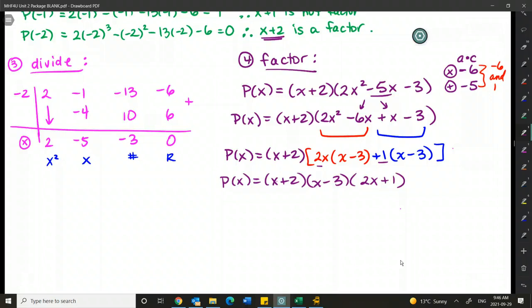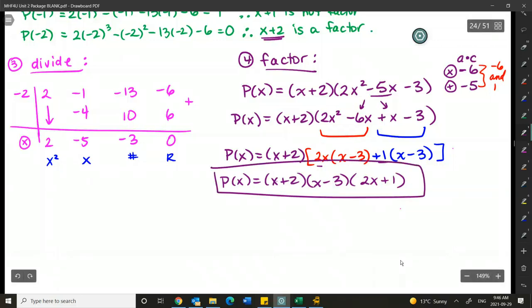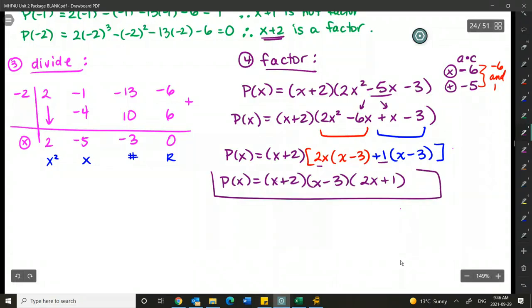Does it matter what order you do? You guys tell me, does it matter? What does everyone think? No. It's like 7 times 1 times 3, or 1 times 3 times 7. I'm going to get the same thing, right? Okay, so there is our factored form.